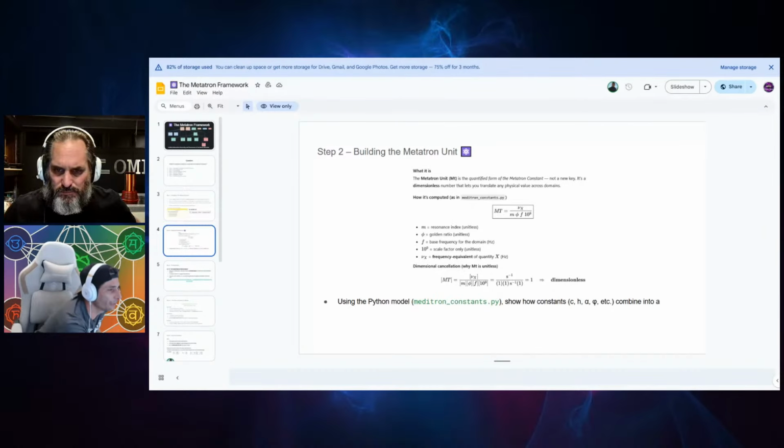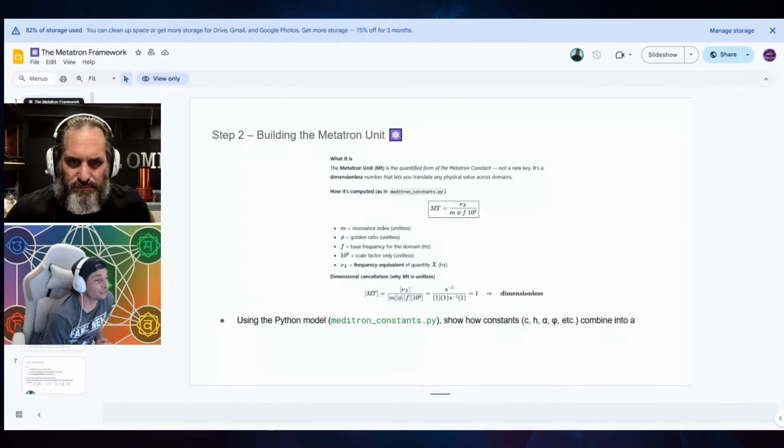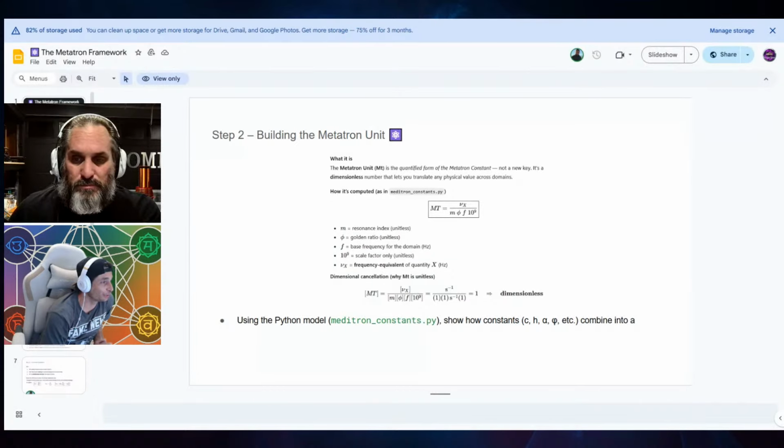So here you can see how the equation works. The Metatron unit has X on top, which is the domain you're looking for. M is the constant that I discovered. F is the Schumann frequency, 4.32. It works perfect. And 10 to the 9th is a normalization factor to make it dimensionless.